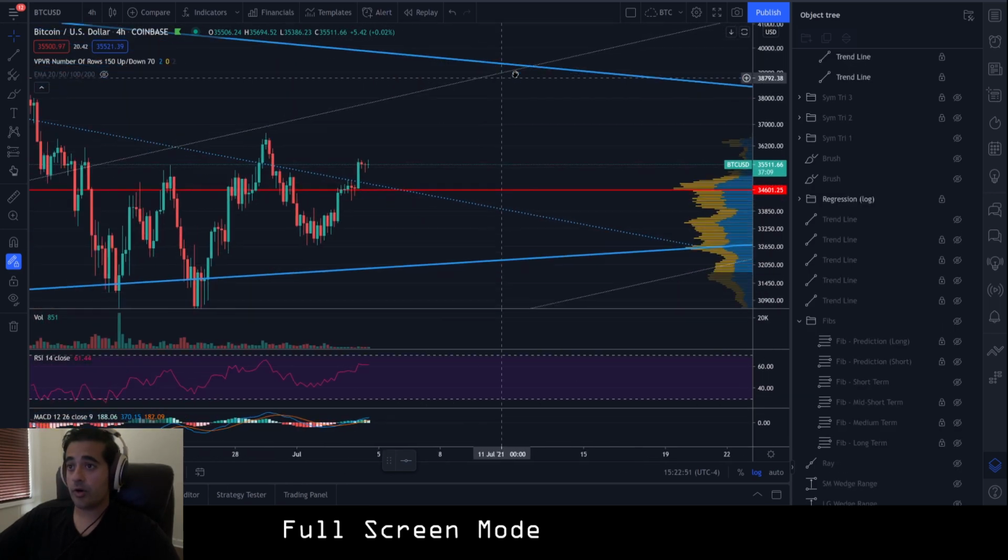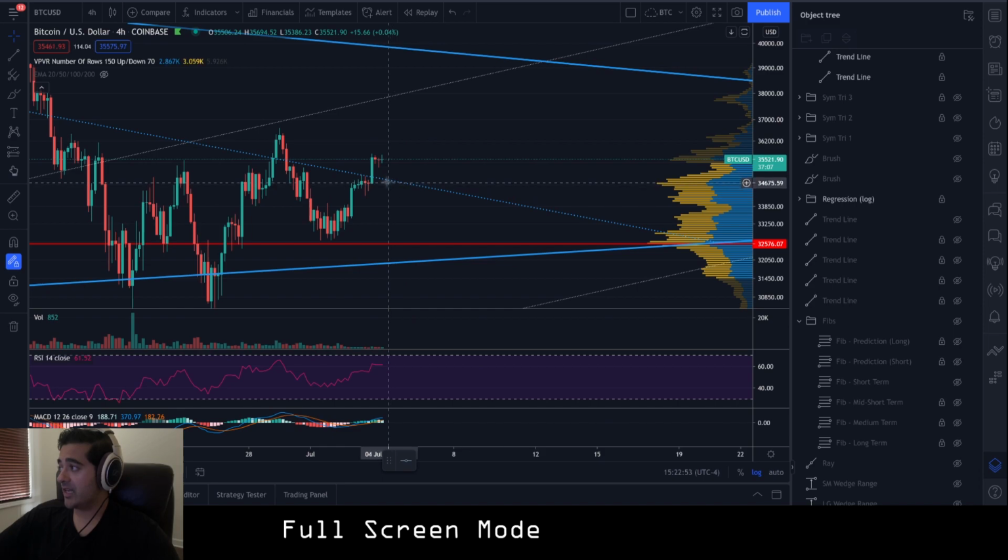You'll see on the 4-hour level, we are very close to that trend line. So we want to come back down. If we touch 34.8, that's fine, but then we want to keep moving. So keep an eye on that. That's what I'm going to be looking at.